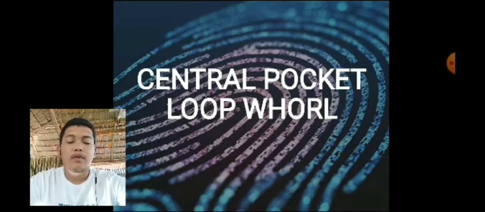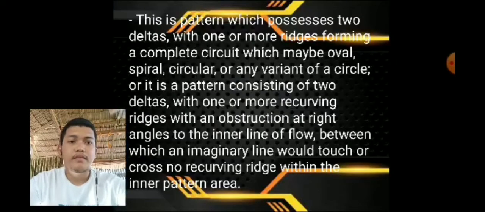In this video, I am going to discuss about central pocket loop whorl. So what is central pocket loop whorl? It is a pattern which possesses two deltas with one or more ridges forming a complete circuit, which may be oval, spiral, circular, or any variant of a circle. Or it is a pattern consisting of two deltas with one or more recurving ridges with no obstruction at right angles to the inner line of flow, between which an imaginary line would touch or cross no recurving ridge within the inner pattern area.